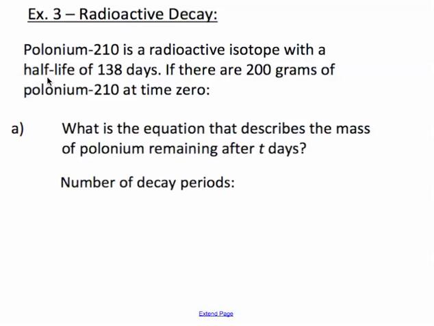Now, you have to understand the concept of half-life to answer this question. The half-life means that every 138 days, half of the sample disappears. So if you start with 200 grams, after 138 days, you'll have 100 grams. After another 138 days, you'll have 50 grams, etc. That means that the growth rate, or in this case, the decay rate, is written as a half. So our base is going to be a half.